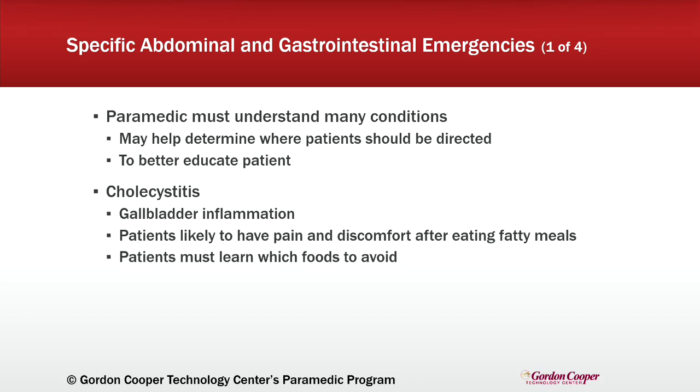It's really important for us to have a really good understanding of many conditions that can affect those patients that are having an abdominal issue. In some systems, paramedics can actually help online medical control decide where the patient should go. And that could be an ER, maybe a clinic, or even just to their primary care provider. So the more that you understand about a patient's particular condition, the better you're going to be able to educate and help guide that patient towards the best or most healthy choice for them.